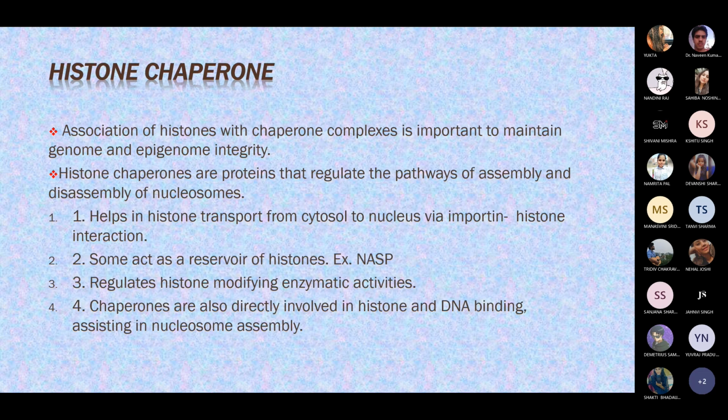Another important class of protein that I would like to briefly mention here is histone chaperones. The association of histones with these chaperone complexes is important to maintain genome and epigenome integrity. Histone chaperones are proteins that regulate the pathway of assembly and disassembly of nucleosomes. They help in histone transport from the cytosol to the nucleus via important histone interactions, and some also act as a reservoir of histones, for example NAS. They also regulate histone-modifying enzymatic activities and are involved in DNA binding and assisting in nucleosome assembly. Moving to the next slide.